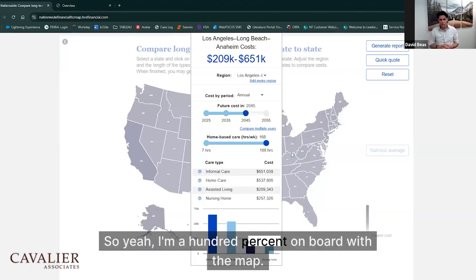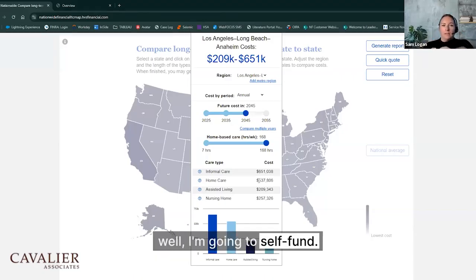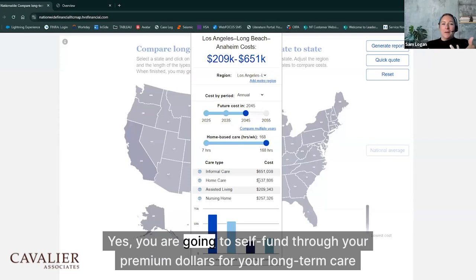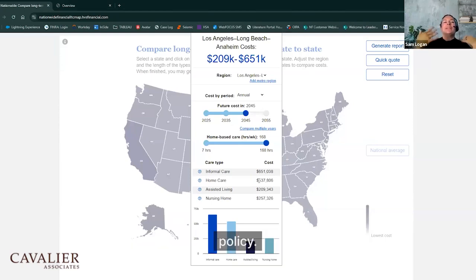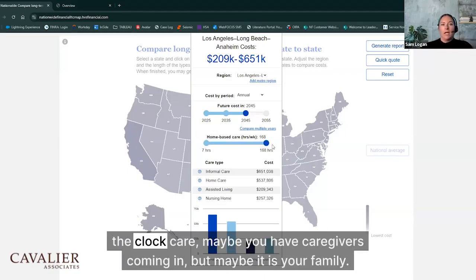Yeah, I'm 100% on board with the map. I think it's great. I also think this helps a lot with those conversations with clients who say, well, I'm going to self-fund. I heard someone say it perfectly: yes, you are going to self-fund, through your premium dollars for your long-term care policy. But it is truly showing them, if you are staying at home and you need that round-the-clock care, maybe you have caregivers coming in, but maybe it is your family.